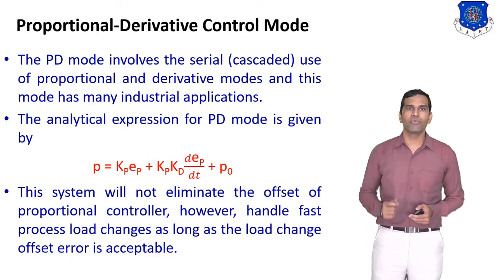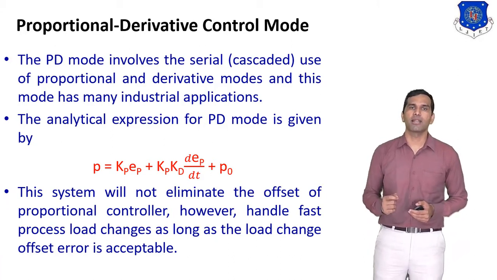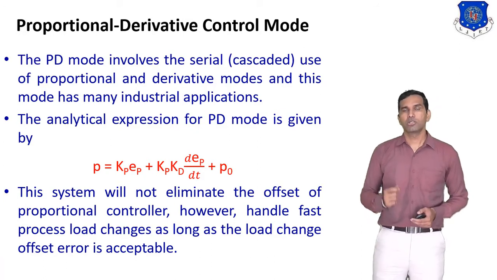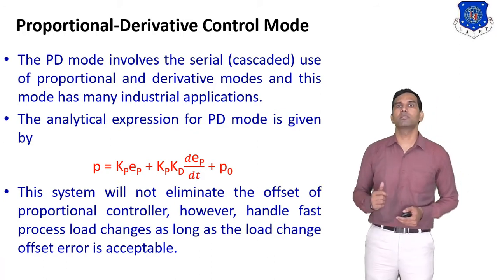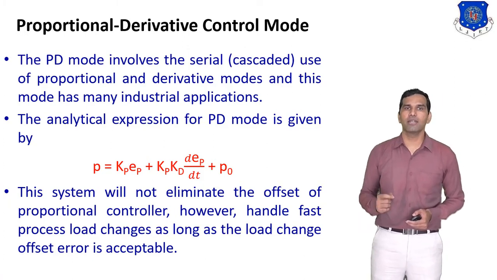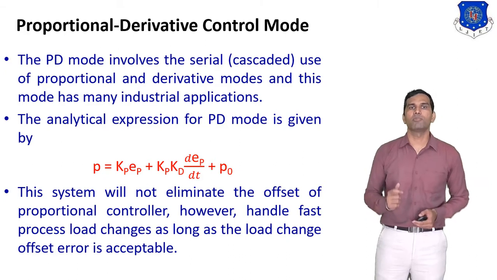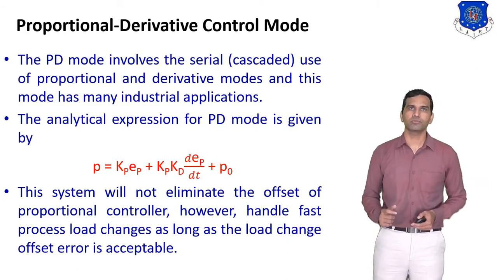However, it can handle fast process load changes as long as the load change offset error is acceptable. So this is the limitation of this mode. That means the limitation of the PD mode is that this system will not eliminate the offset of the proportional controller.